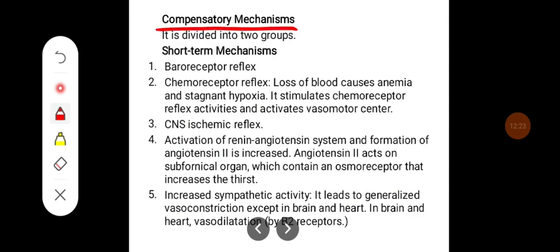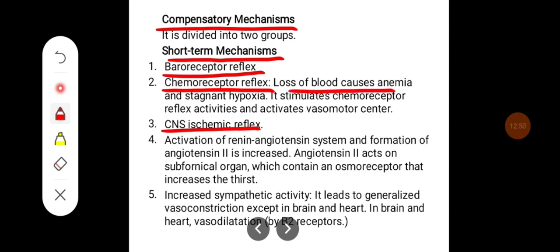Compensatory mechanisms. They are divided into two groups: short-term mechanisms or long-term mechanisms. In short-term mechanisms, the baroreceptor reflex, chemoreceptor reflex, and CNS ischemic response play important roles. The baroreceptor reflex we have already studied. In the chemoreceptor reflex, loss of blood causes anemia and stagnant hypoxia. It stimulates the chemoreceptor reflex activities and activates the vasomotor center. In the CNS ischemic reflex, when blood pressure is less than 30 millimeters of mercury, it directly stimulates the vasomotor center.